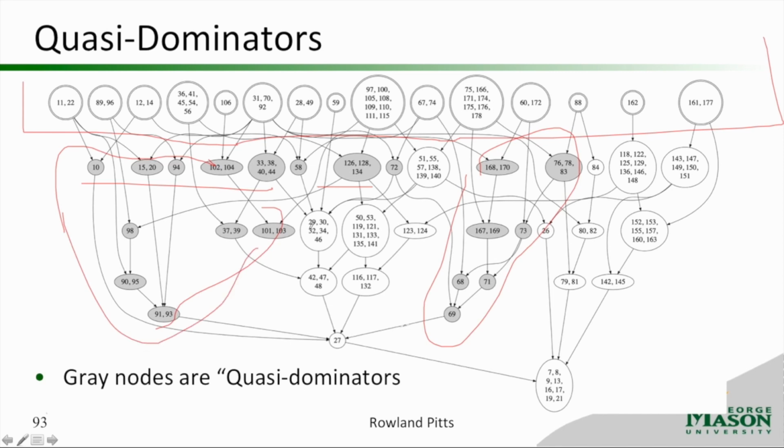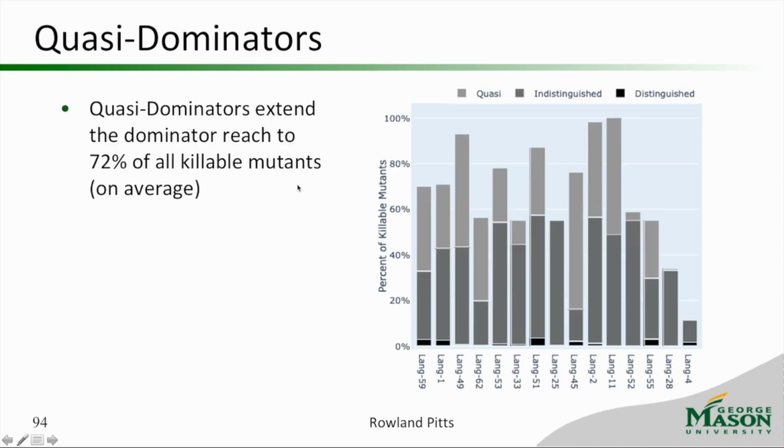that extend the reach of dominators, and it turns out across all subjects the average is roughly 30%. So it increases the reach of dominator behavior to 70% of all the mutants. And that's graphed here, 72%. The graph shows dominators, proper dominators and quasi-dominators, extending them, but you can see now roughly 60, in the 60 plus arena, and mathematically 72% of all killable mutants are dominators or quasi-dominators.